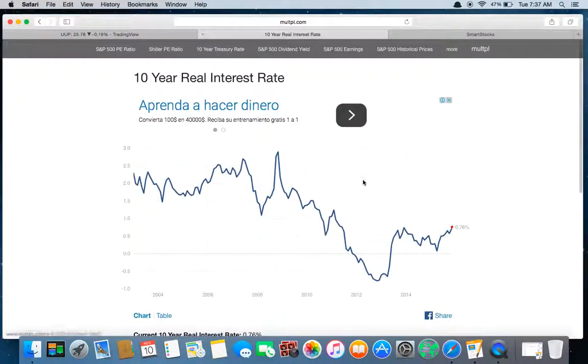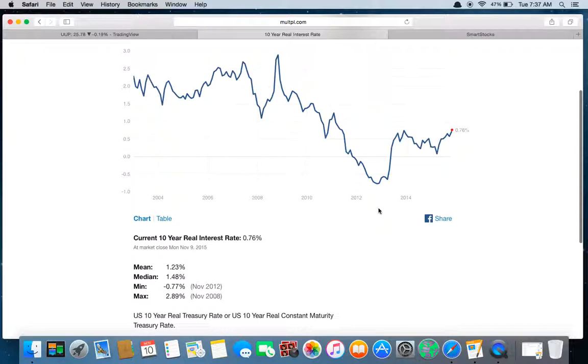Finally, the move we've seen in the 10-year real interest rate coming off the 2012-2013 lows is important to take note of. Many people are fixated on the nominal interest rate on the 10-year yield, for example, but very few have focused recently on the move we've seen in the 10-year real interest rate, which accounts for inflation.